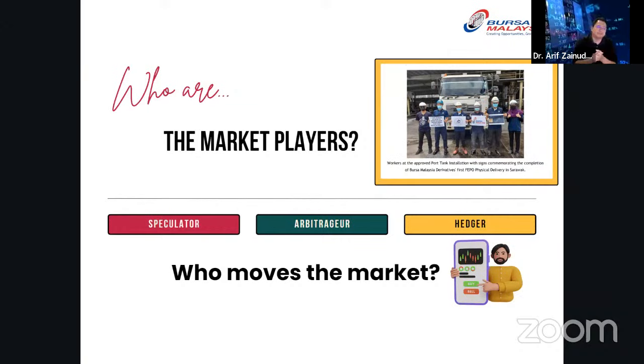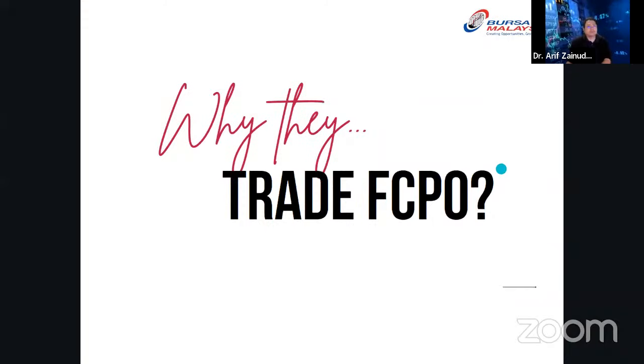I think if you've traded plantation counters in Bursa before this, then you probably have heard about the companies before. Market Indo ada FCPO tak? Yes, ada. All right, so why do these big players trade FCPO?